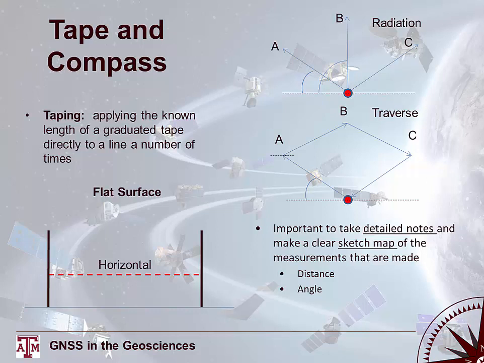When using the tape and compass approach, it's essential that you take detailed notes and sketch a clear field map of the survey, including measured angles and distances. Without this detailed sketch and information, it can actually be very difficult to understand what your numbers mean when you're looking back at the survey information and to reconstruct your survey or what you were surveying.